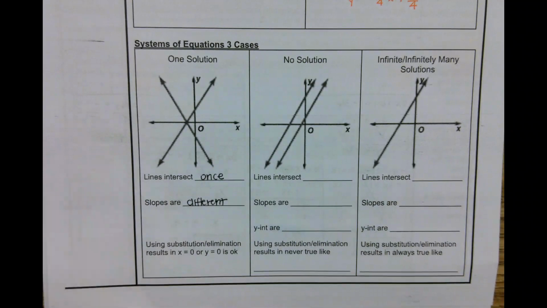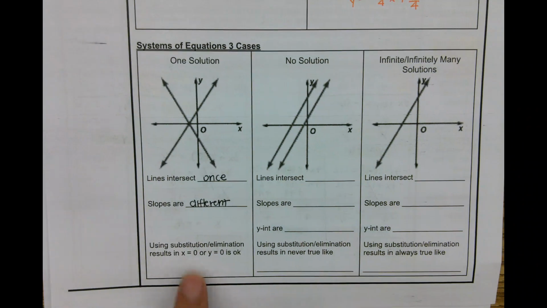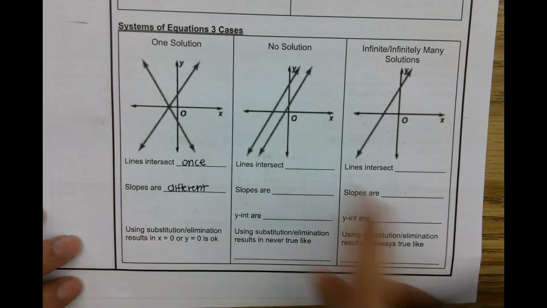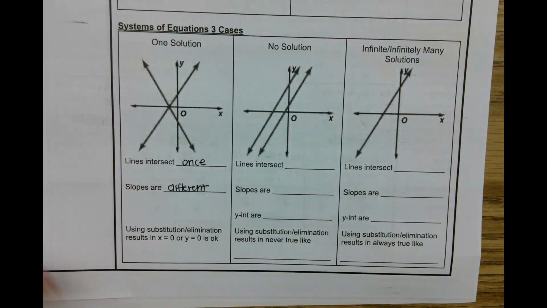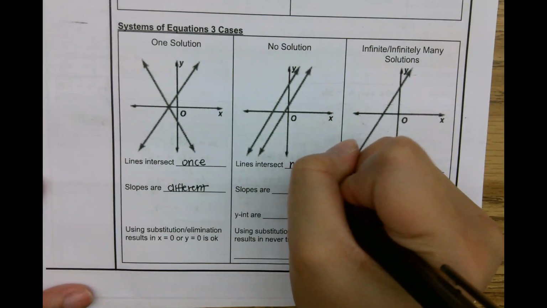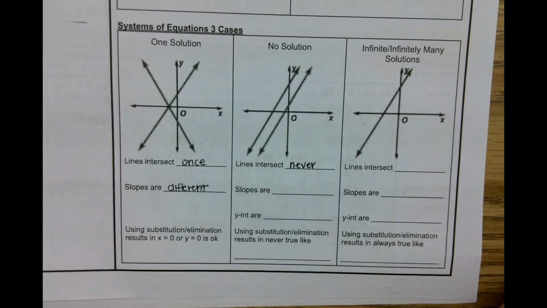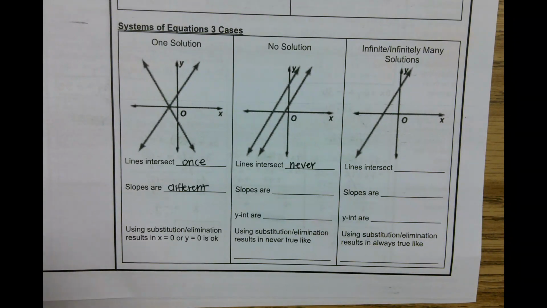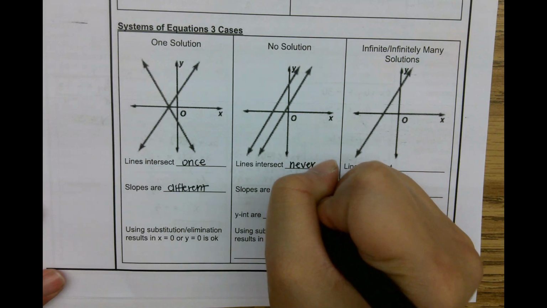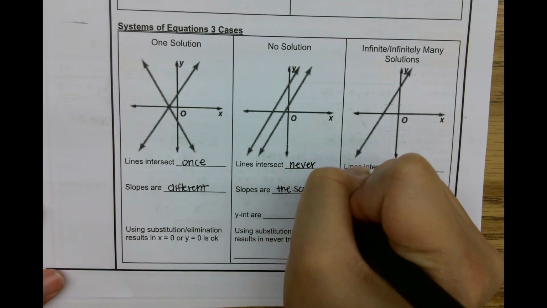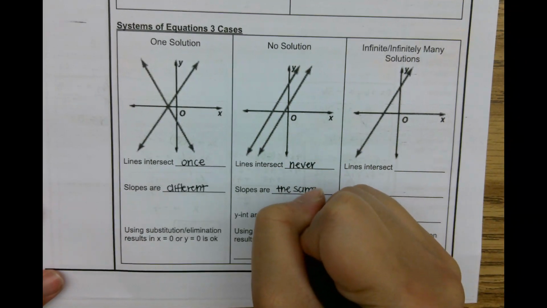Okay. When we use substitution or elimination, we'll get things like x equals this, y equals this. Even x equals 0 or y equals 0 is okay. That just means it's at the axis, right? Our second case is if we have no solutions. In that case, the lines never intersect. The lines are parallel, which means that the slopes are the same, but the y-intercepts are different.